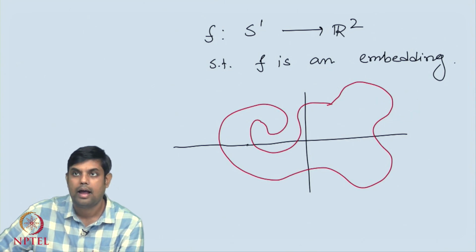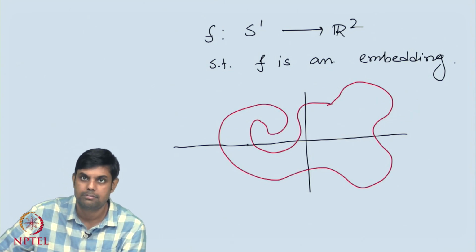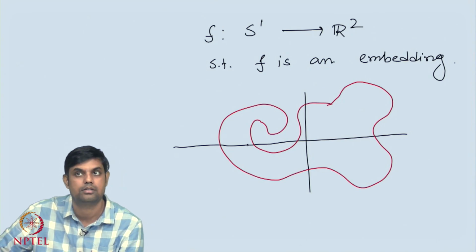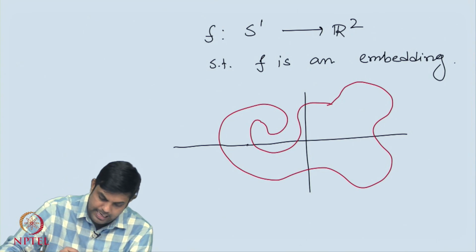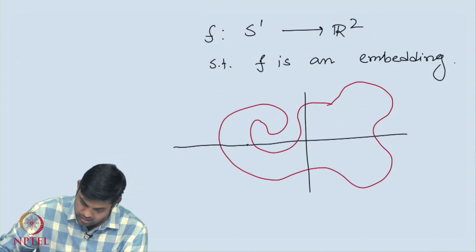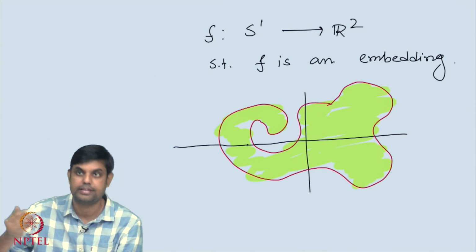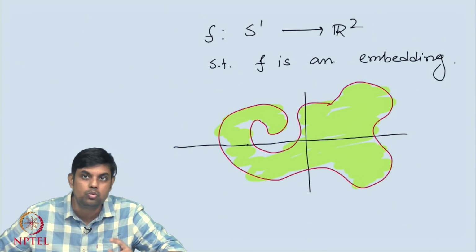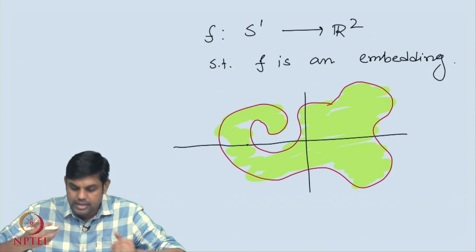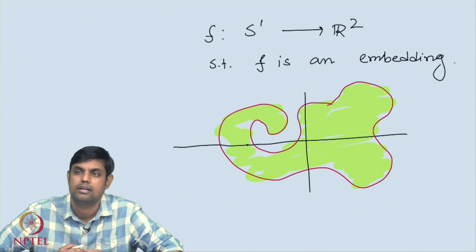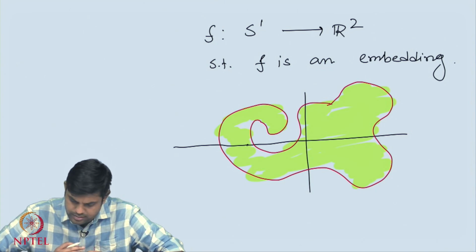And the classical Jordan separation theorem tells you that if I have such a curve and I look at the complement of the curve in R2, then that consists of exactly two components. One will be the interior and another will be the exterior. So, it will consist of exactly two connected components. And you need this theorem to prove many results, for example, the Cauchy integral theorem.